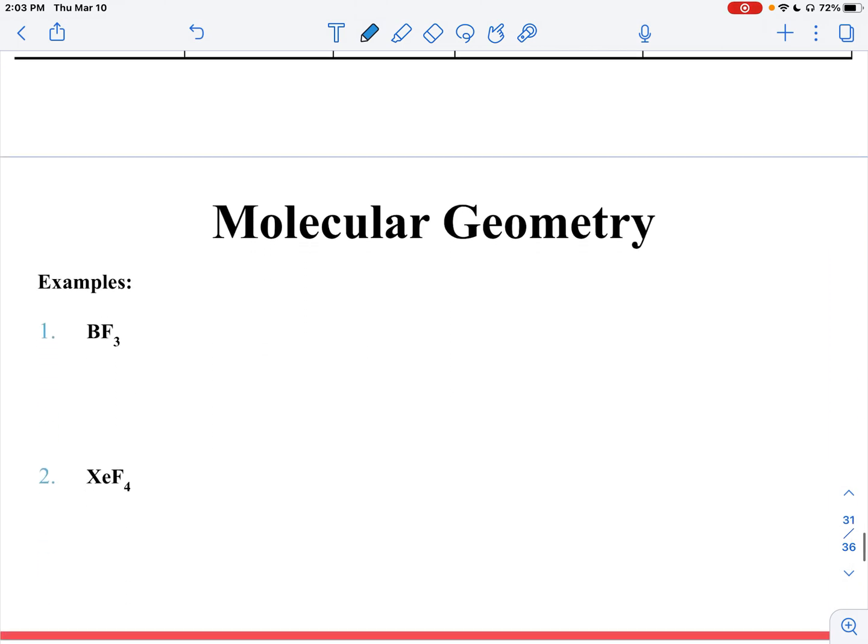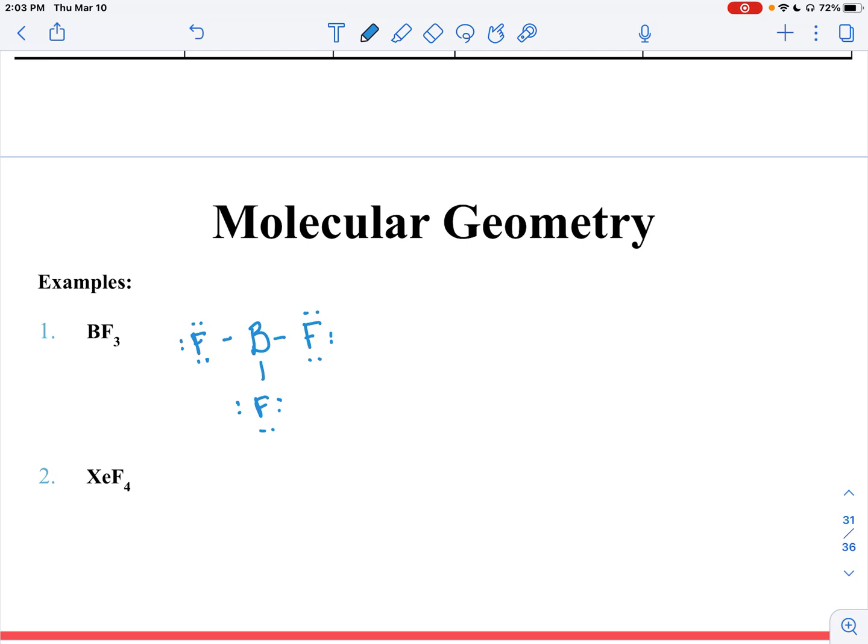So let's get started. I'm not going to go through how to do the Lewis structure for these. If you go back to the Lewis structure video, you can look at that yourself, but I'm just going to draw them right away so that I can get to the geometry part. So this is the Lewis structure for BF3. Remember that boron is one of our octet exceptions. It only needs 6 to be happy, so there's no double bond needed here.